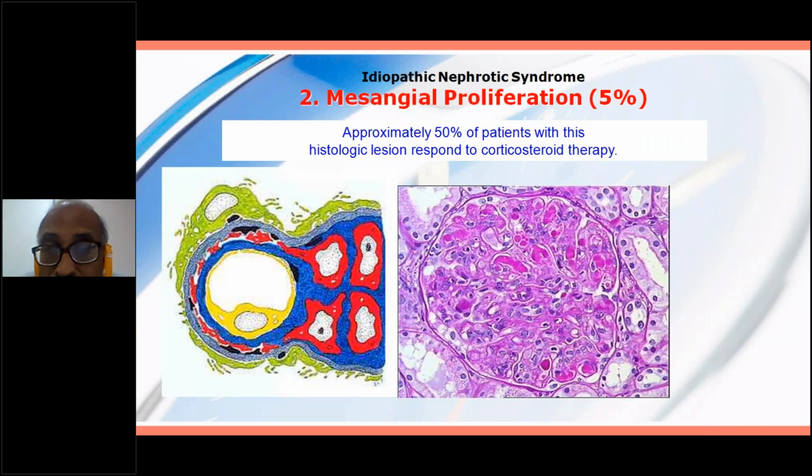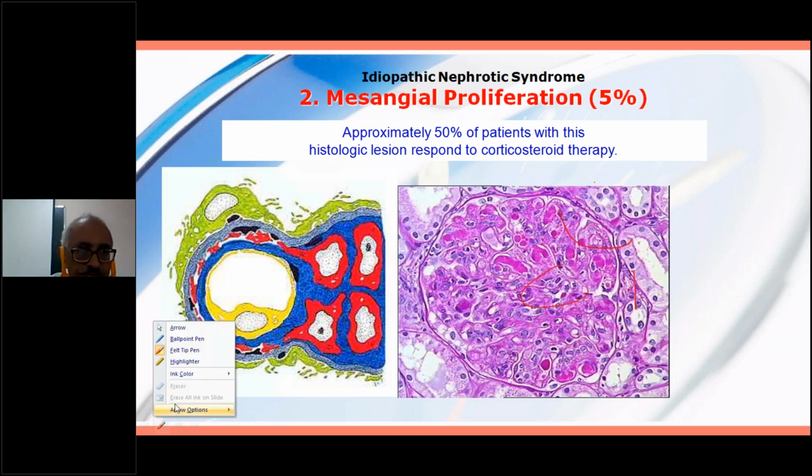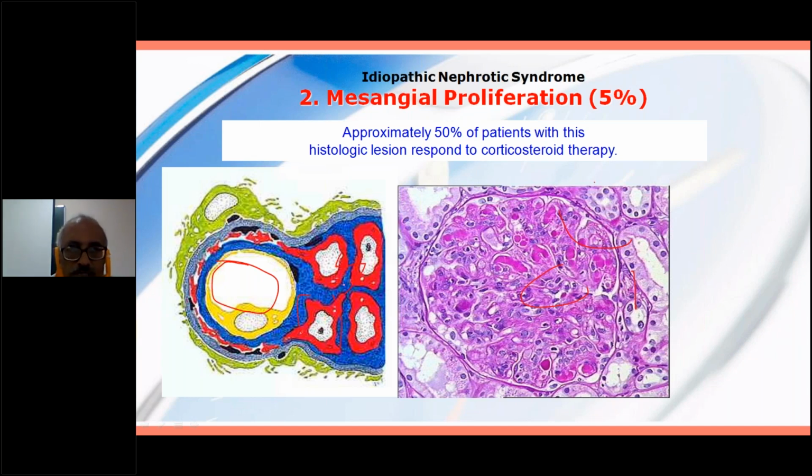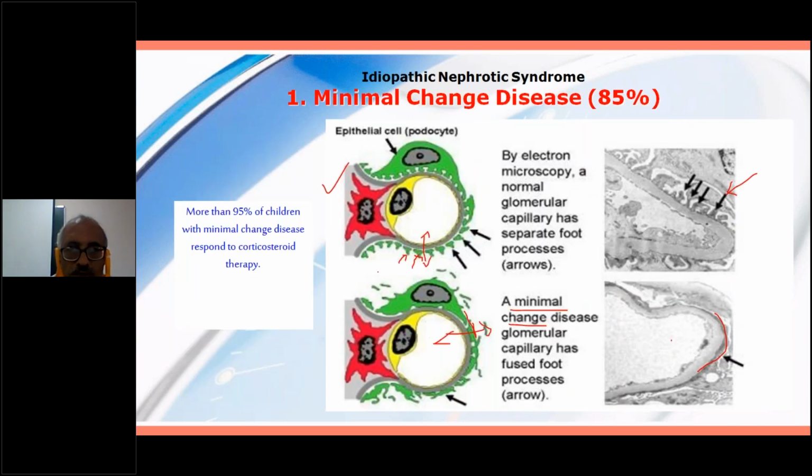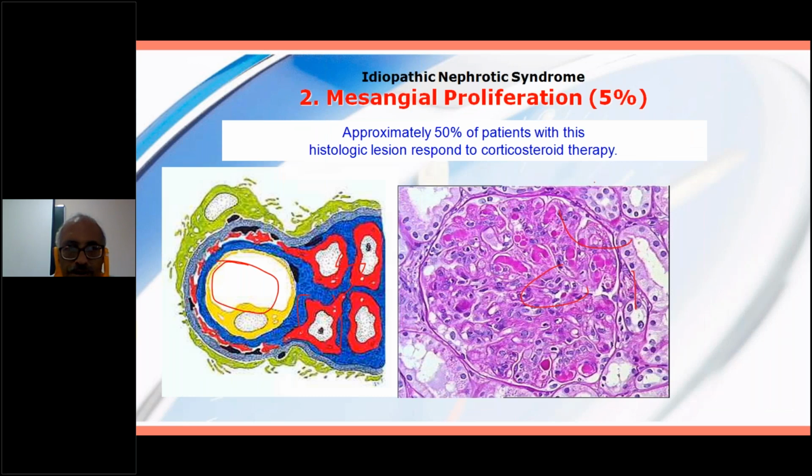What is mesangial proliferation? This is the next stage, another pathology where mesangial proliferation happens. So this is the mesangium area. Yeah, this is the glomerular basement membrane. Here you see so many cells have come into the mesangium, which is usually supposed to be a narrow area. Instead, this mesangium becomes very, very broad.